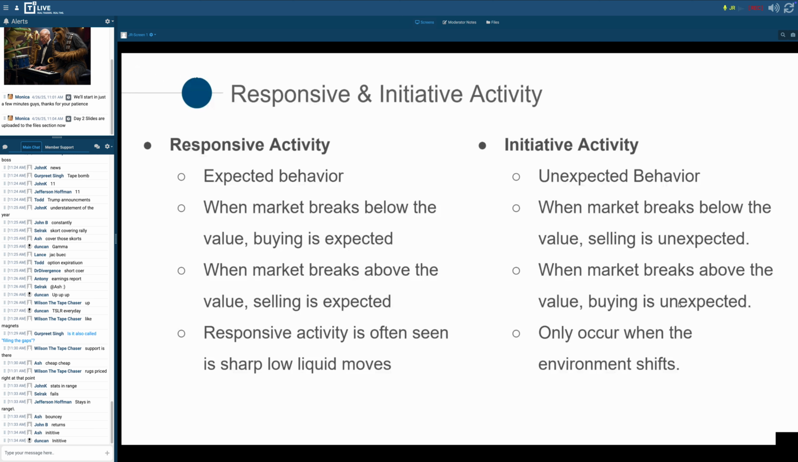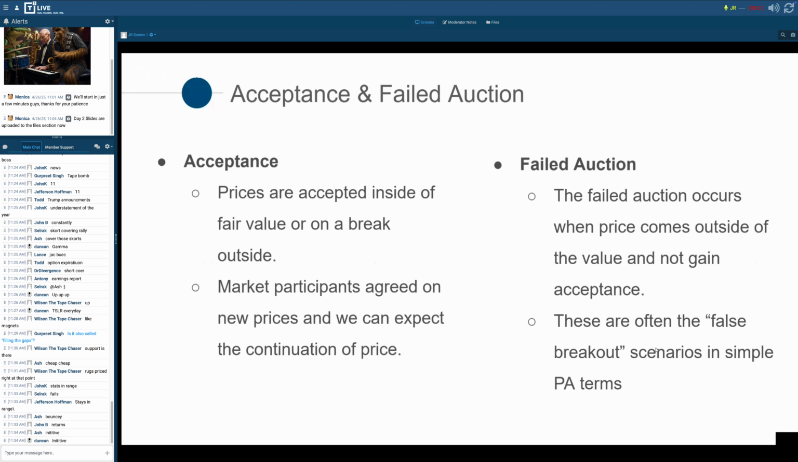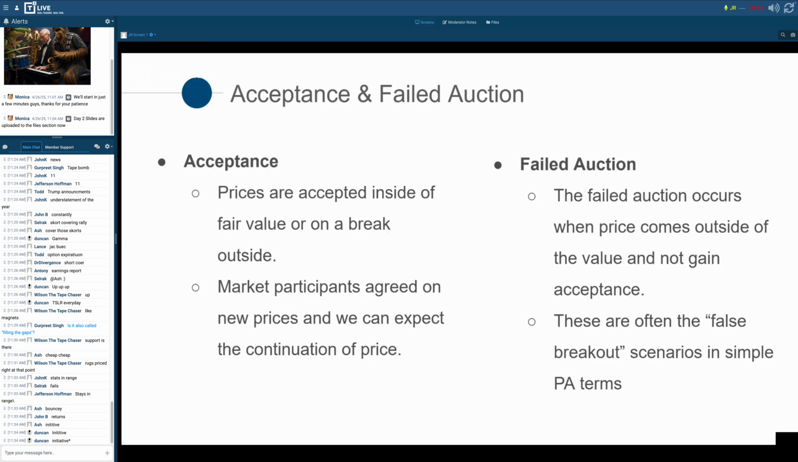Market only occurs when the environment shifts. It's primarily true. So the other concepts that are important, that we're going to keep using, this is why I'm bringing these up. Acceptance. So prices are accepted inside of fair value or a break outside. Market participants agree on new prices, and we can expect continuation of price.